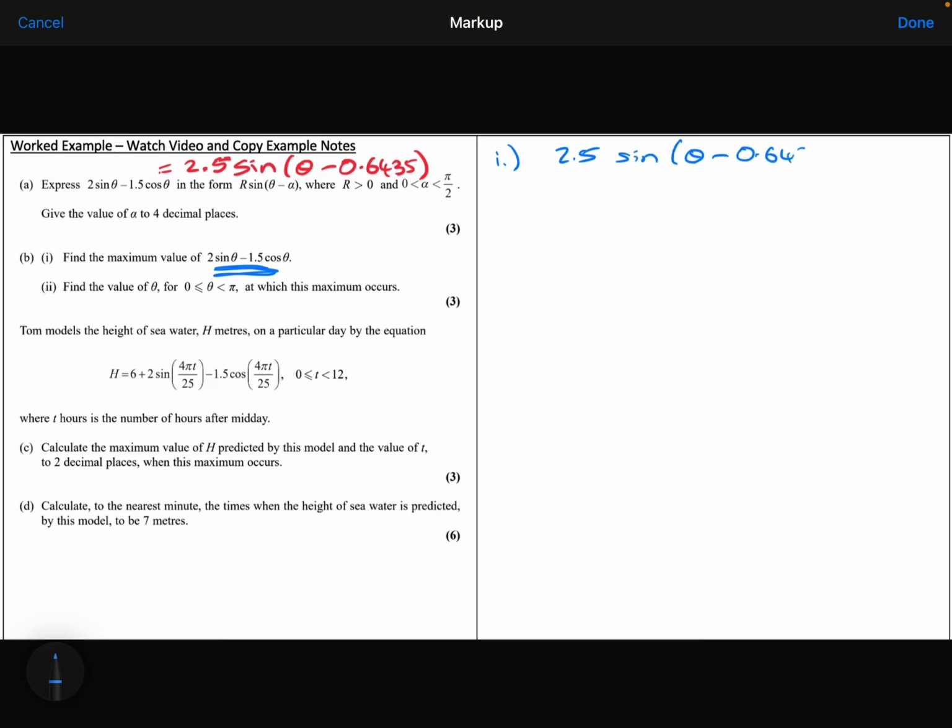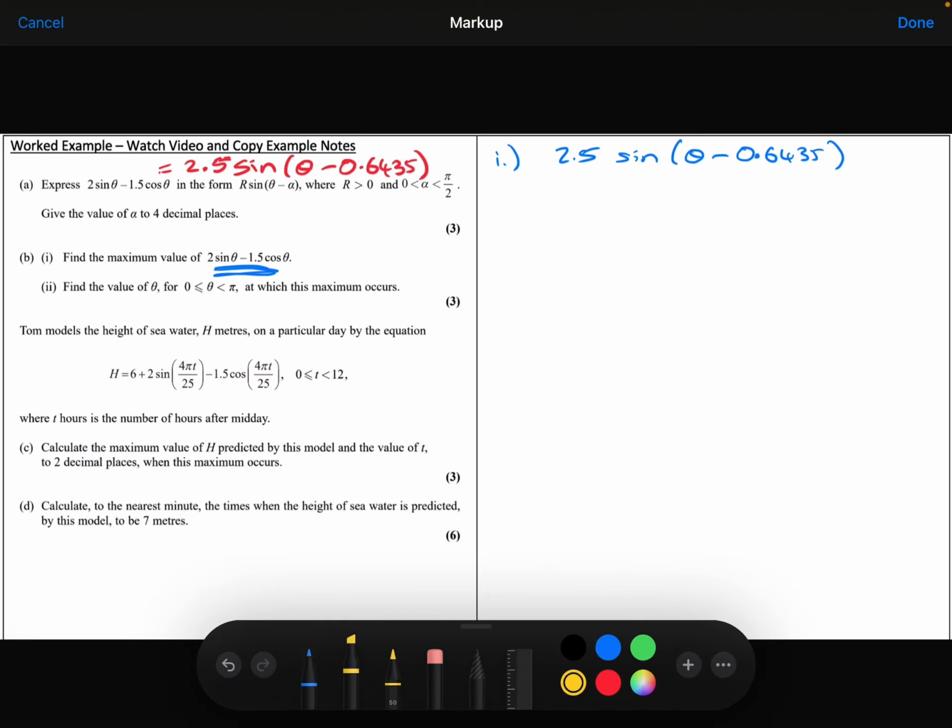What I found in part A. Now, if I just focus on the sine part first, I know that the biggest that sine can be, remember sine looks like this, is 1. So the biggest that 2.5 multiplied by the sine can be will be 2.5 times 1, or just 2.5. That's the maximum that this can be.